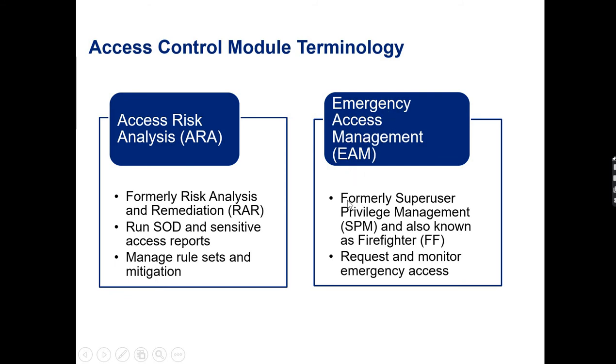In emergency access management, formally called superuser privilege management, we are able to provide elevated access to the end support user, especially our functional team and technical team, not all end users. Only the key users can get the firefighter access in the production system in case of any emergencies. So a request can be created, and whatever activity is done by the firefighter ID can be checked using the firefighter log.